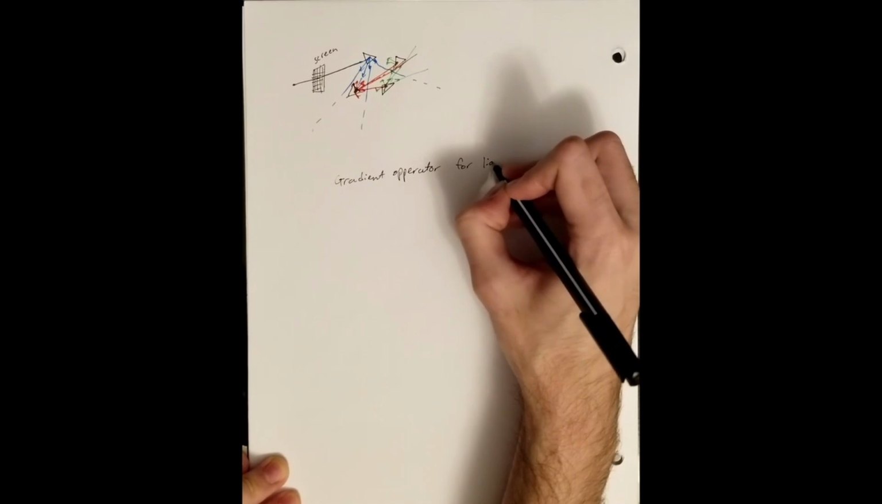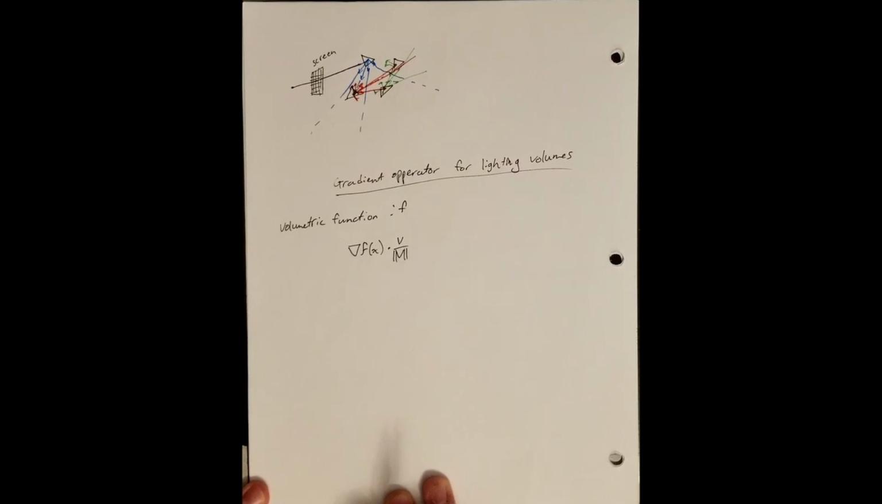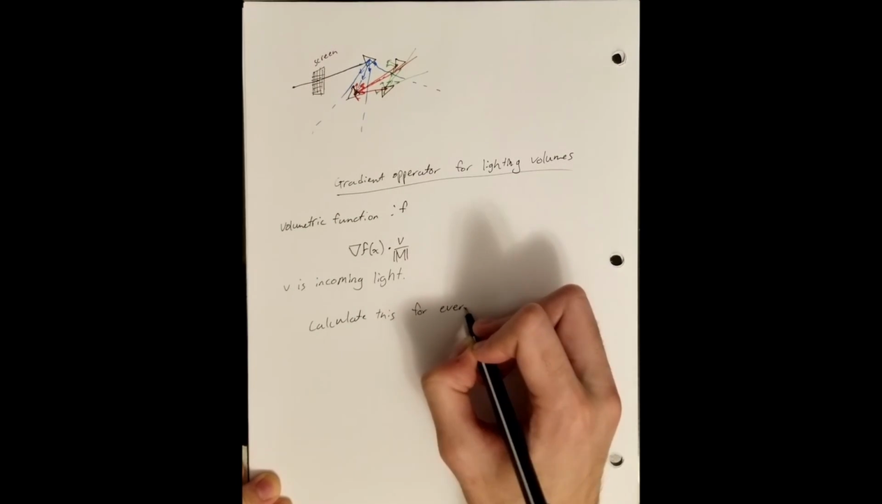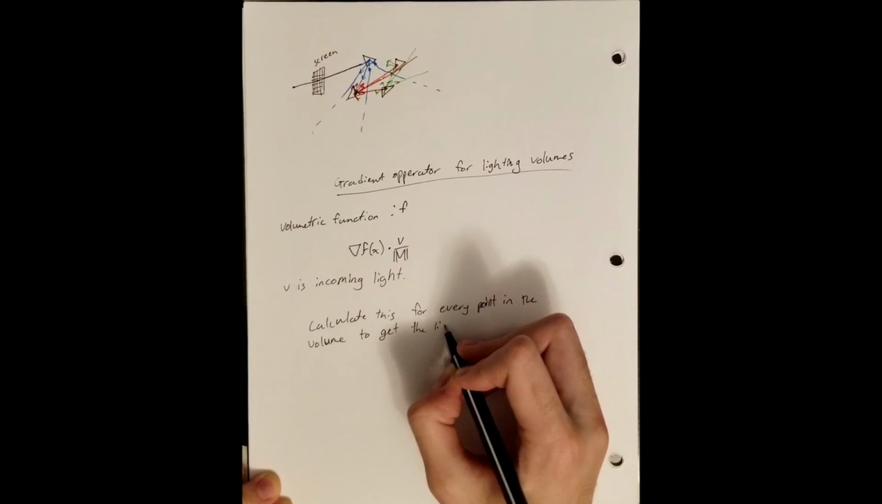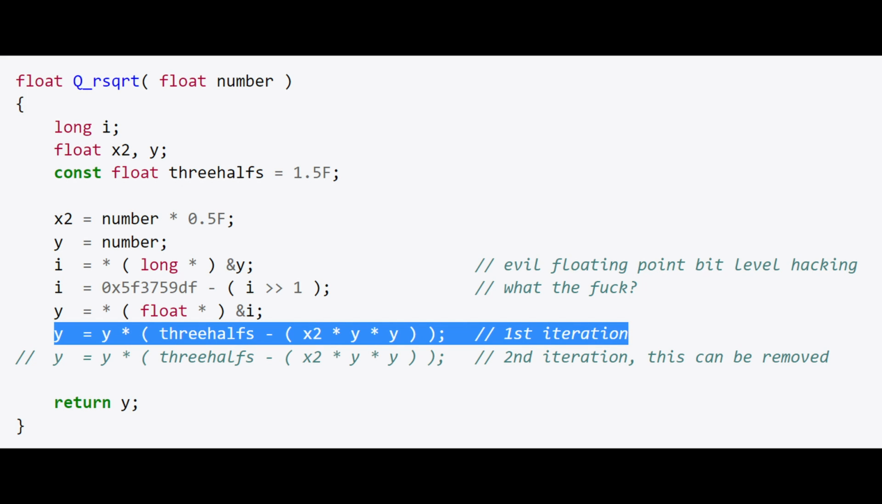A rather interesting use of the gradient operator that I found had to do with volumetric lighting. If you have a volumetric function which gives the density of something, such as clouds, then the light given by any point in that volume can be represented as this gradient, where x is the position and v is the direction of incoming light.